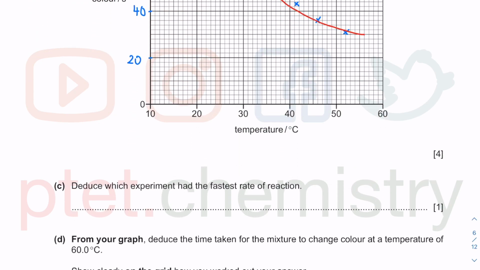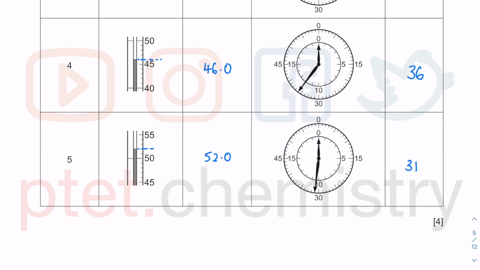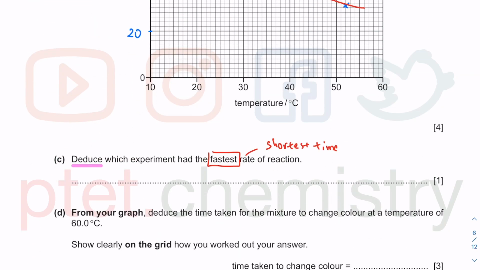All right. Now, deduce which experiment had the fastest. So be very careful about this word. Fastest means it will take the shortest time. The shortest time. So which experiment number was it? The one that took the shortest time will be 31 seconds, experiment number 5. And that one was the one at the highest temperature. They asked for which experiment, so that must have been experiment number 5.